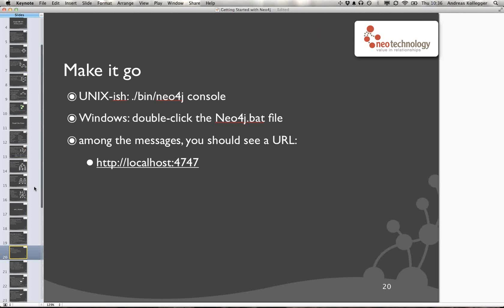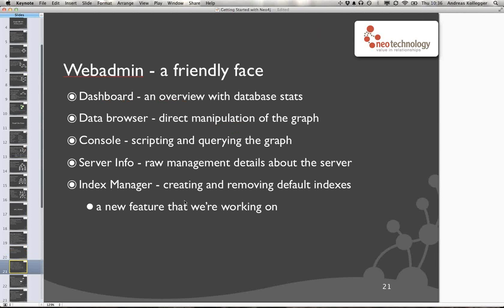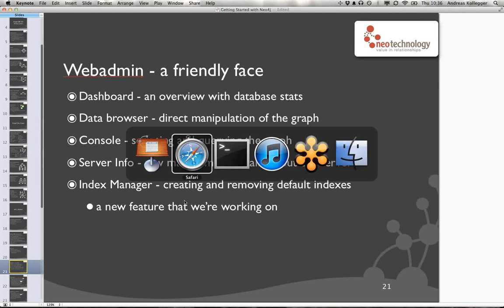I'm going to hop back to my slides for a second to make sure that I'm sort of in sync. So yeah, we're going to go through each of the different panels that are available in WebAdmin and explain what they are, and so start actually doing some stuff with it. So the dashboard, as we've just seen, is the overview of using Neo4j from the web administration. Our next panel that's interesting is the data browser itself.